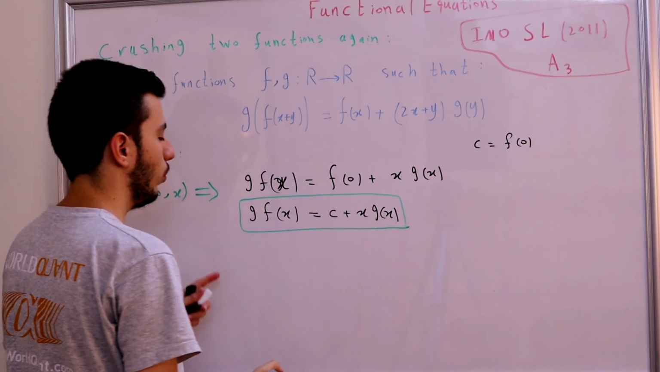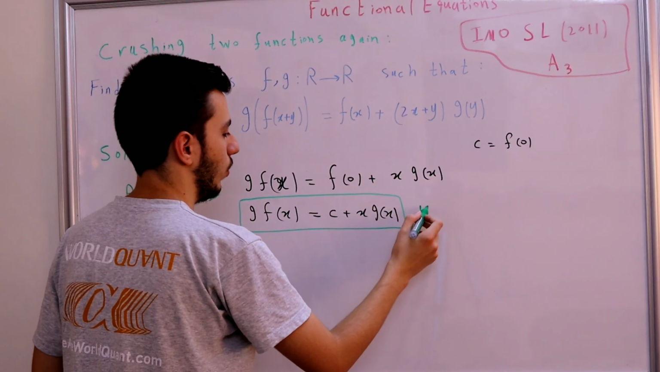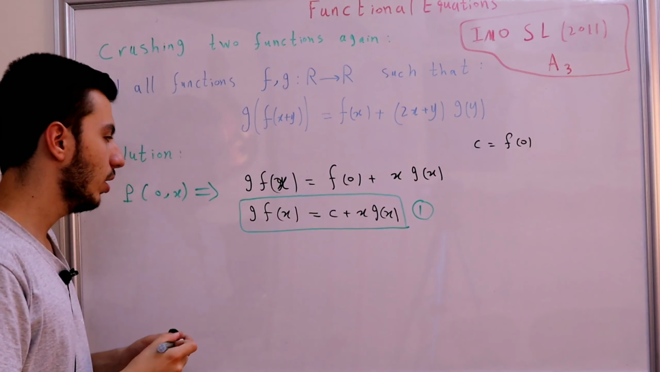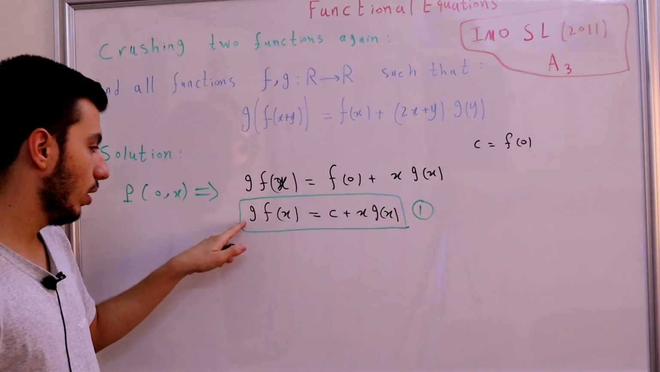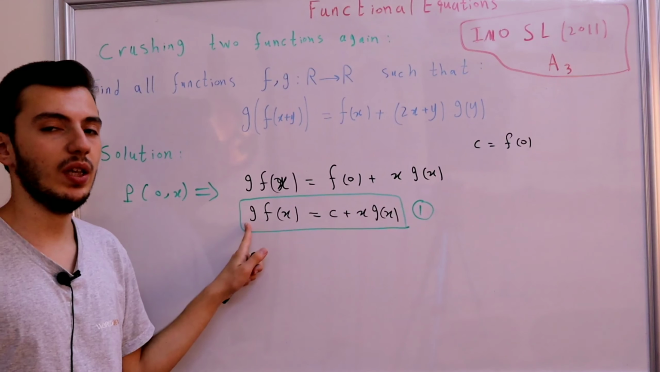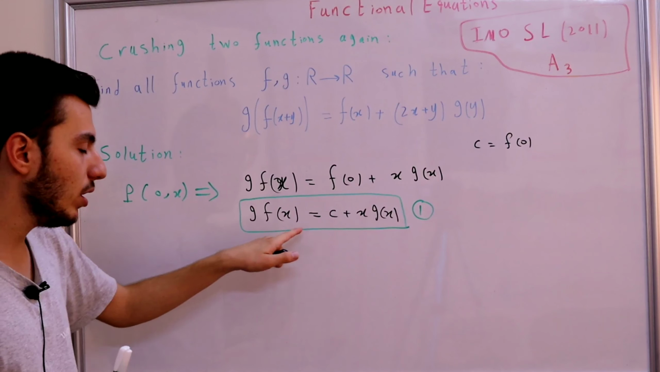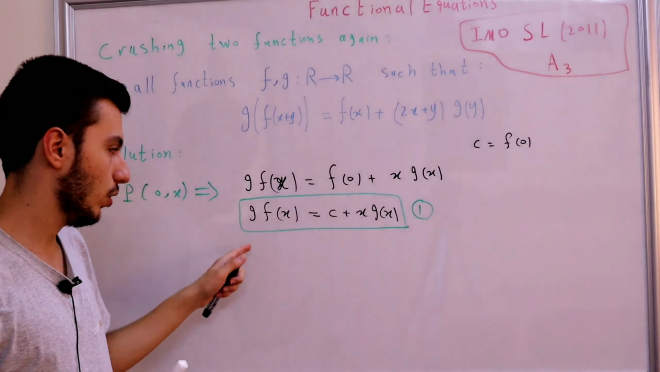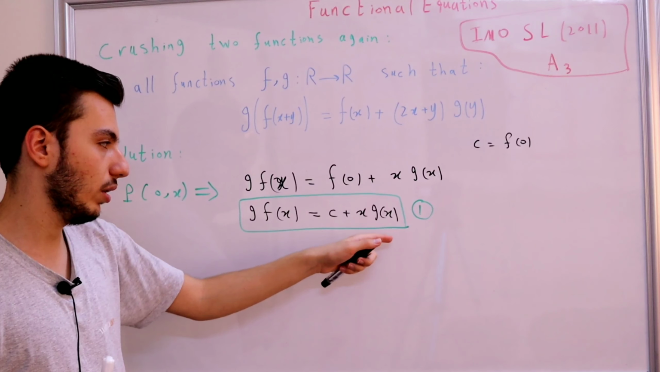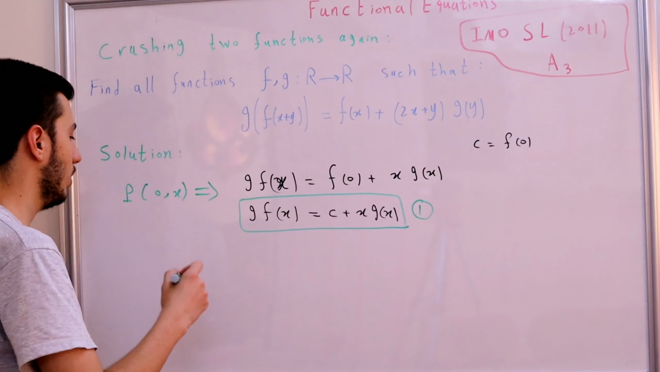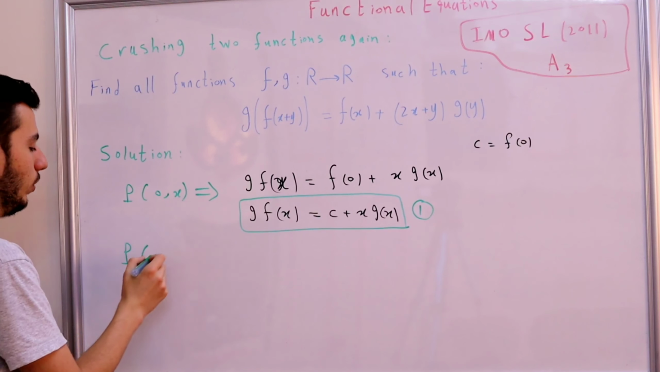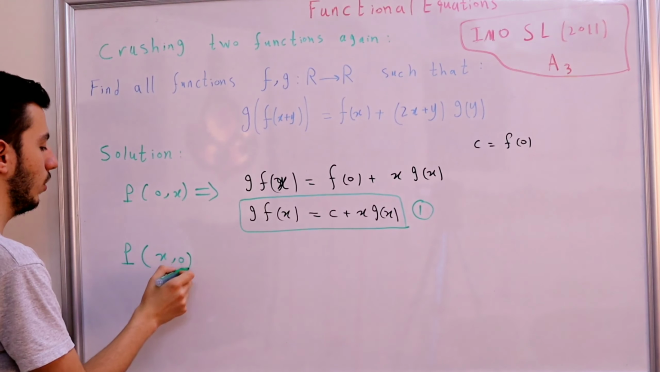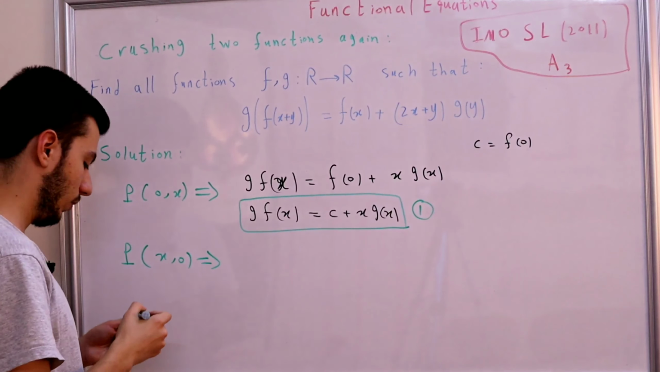How can we read this relation? We can read it as: we now know the value of g of f using g. So that is the first relation. What about the second substitution? Now we will substitute x and 0, and let's find out.